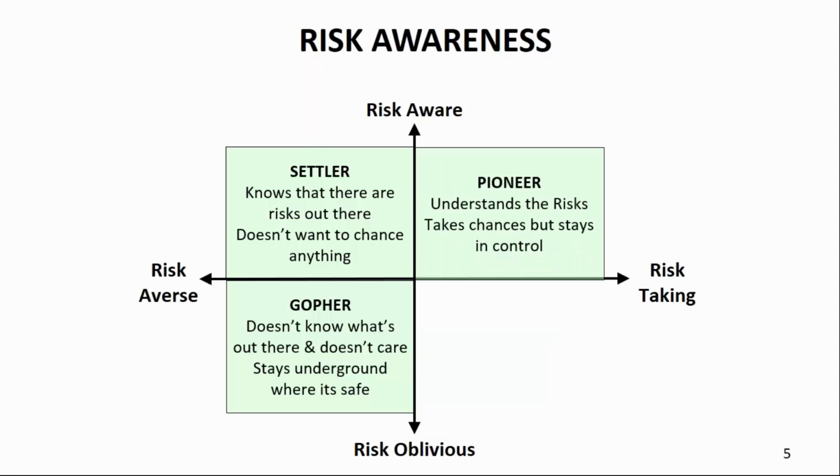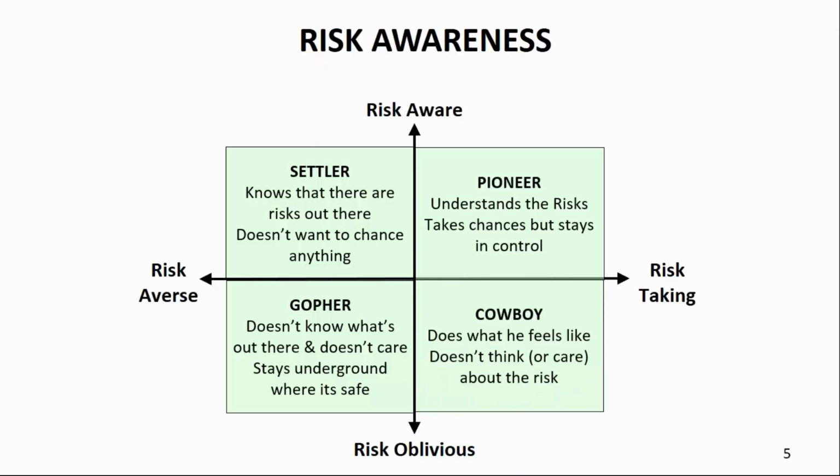Then there is the pioneer, and we'll delay speaking about the pioneer for a moment. Let's talk about the cowboy. He does what he feels, doesn't think or care about the risk. This individual is a risk taker, in a way oblivious of the risk, in a way just being plain silly.